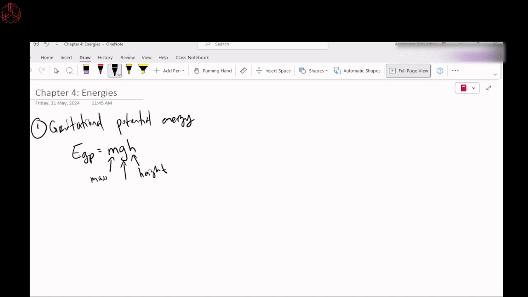Now again, the unit for energy here, I can deduce it. I have mass in kg, g in m s^-2, and h in m. This is in SI units, but we can also simplify this to kg m per second squared, which is just Newton, so then I have Newton meters. Another alternative unit for this is what we call joule. So joule is just Newton meters.